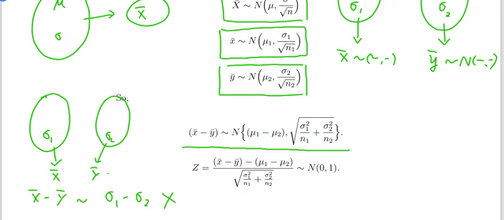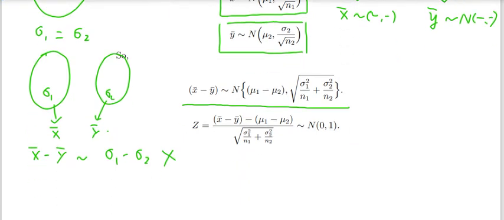Why? Suppose sigma 1 equals sigma 2. This means their values change about the same. If we use sigma 1 minus sigma 2, this becomes 0, which means no change. This makes no sense, right? Put together, they still have some variation.